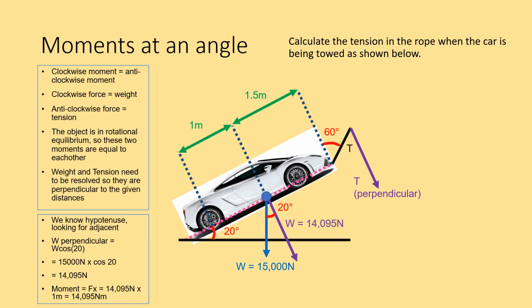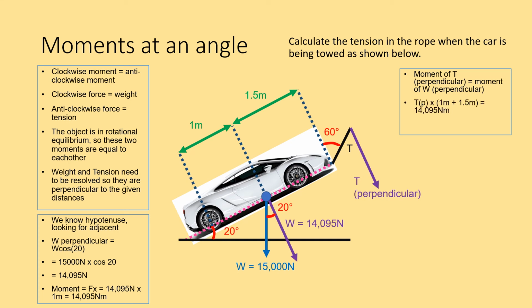So we need to now look at the force perpendicular to the weight. We know that the perpendicular moment of the tension is the same as the perpendicular moment of the weight. So the moment of T perpendicular is going to be the full length, 1 meter plus 1.5 meters, and that's going to equal 14,095 newton meters. So now we have the tension in the perpendicular direction is going to be 5,638 newtons. There we go, that's the tension in that direction.